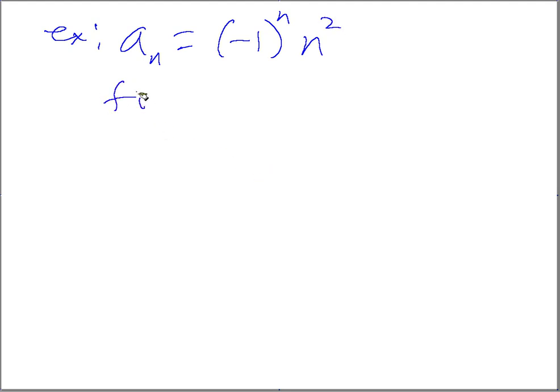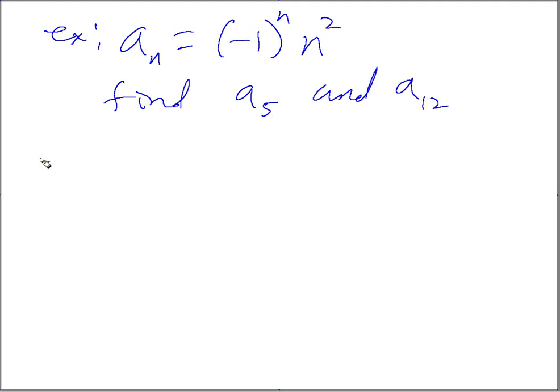Let me go and clear up the screen. Suppose I give you this one here. What about a sub n is equal to negative 1 to the nth power times, let's say, n squared. All right, and I want you to find the 5th term and the, let's say, the 12th term. All right, find the fifth number and the 12th number if the sequence has this pattern to it.